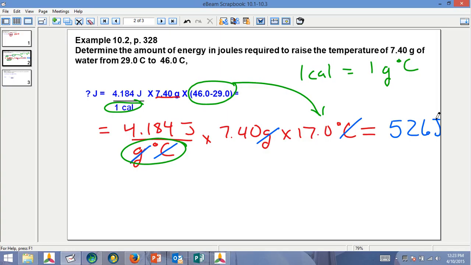All right. Does everybody understand what I did here now? Emily? Will there ever be times where it'll be like 26.7 joules, or will it always be a whole number? No, it's not going to always be a whole number. From when it said water from 29.0 to 46.0, you always subtract the small one from the big one.